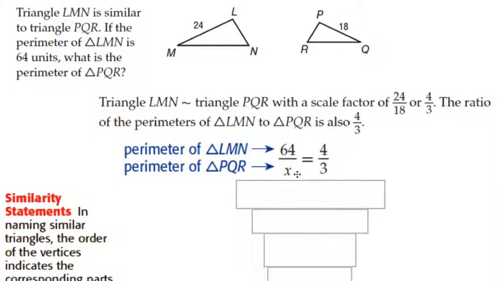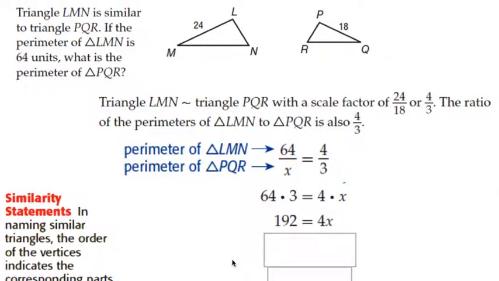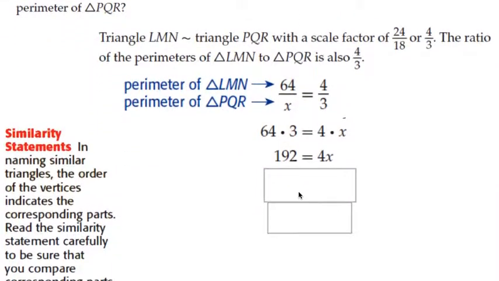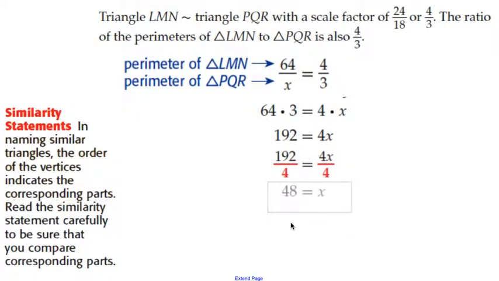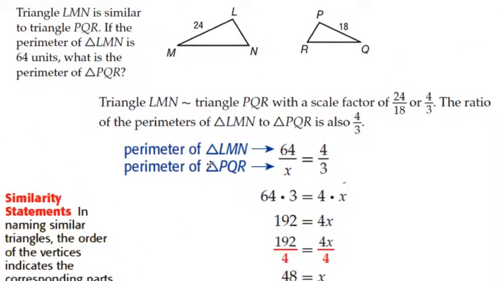So now we can do our cross products. 4 times x is equal to 64 times 3. 64 times 3 is 192. Dividing both sides by 4, we end up with x is equal to 48. So the perimeter of triangle PQR would be 48 units. Little side note over here: in naming similar triangles, the order of the vertices indicates the corresponding parts. Read the similarity statement carefully to be sure you compare corresponding parts. You can't be too careful there.